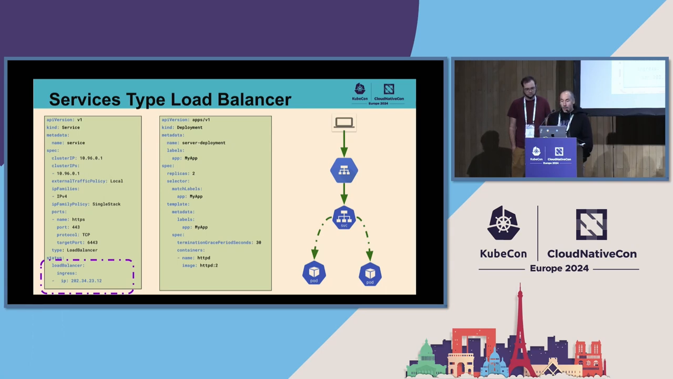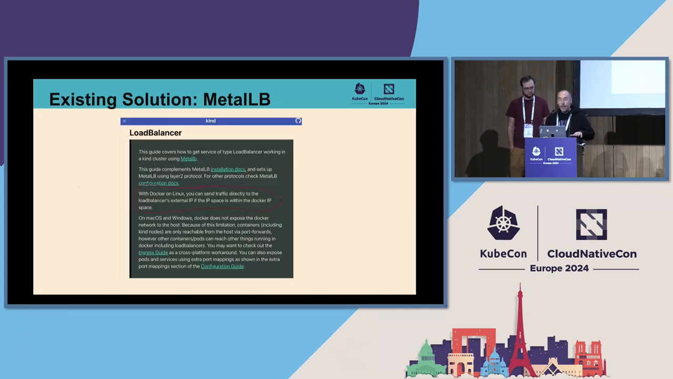So we needed a controller and something that creates this load balancer, that configures this external IP, and that makes this accessible from outside the kind cluster. We have a good temporary solution that is MetalLB, but the problem with MetalLB is that it has several gaps, right?